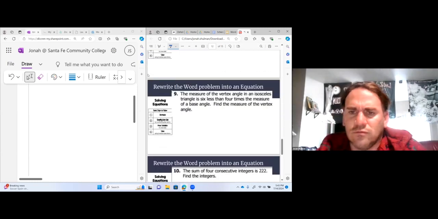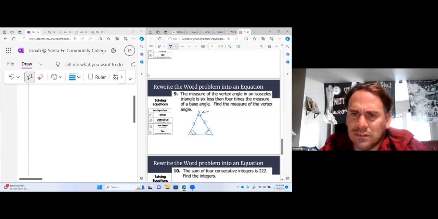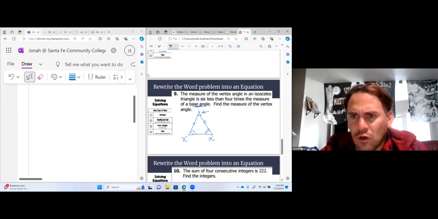Let's just do one more, just for the fun. Isosceles triangle. There's your vertex. We'll do the other two. Measure of the vertex angle. This means these are equal, and these are also equal. The measure of the vertex angle in an isosceles triangle is 6 less than 4 times the measure of the base. So there's one base, there's two bases, and the one we don't know about is the base. The one they tell you about is the long one.